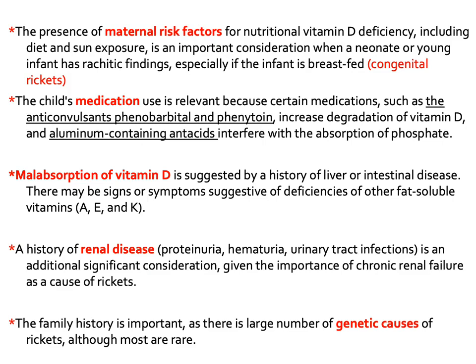A history of renal disease, when the patient has proteinuria, hematuria, or UTI, is an additional significant consideration given the importance of chronic renal failure as a cause of rickets. The family history is important as there is a large number of genetic causes of rickets, although most are rare. So these parts we must cover in the history to find the cause of rickets, because the treatment of each type is different from the other type.